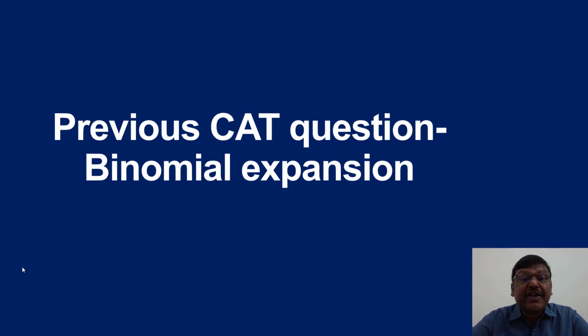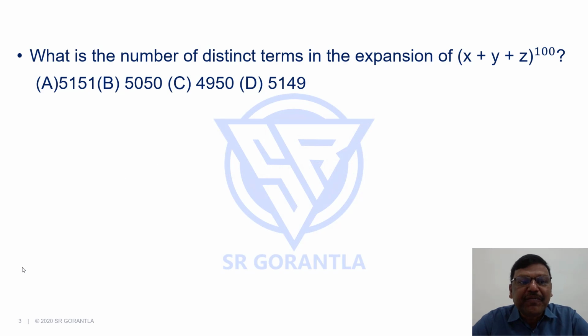In this session, we will discuss a previous CAT question based on the concept of binomial expansion. Here comes the question. What is the number of distinct terms in the expansion of (x + y + z)^100? Options are 5151, 5050, 4950, 5149.